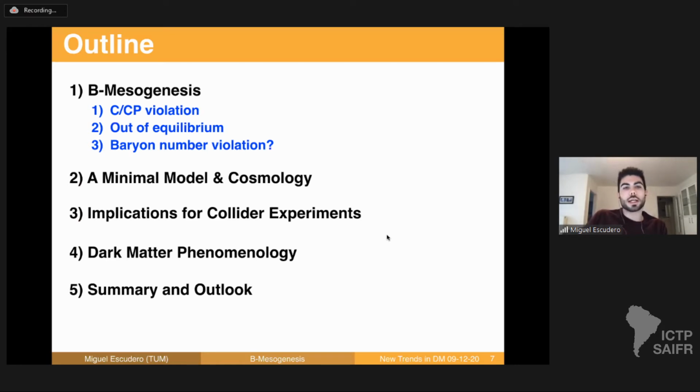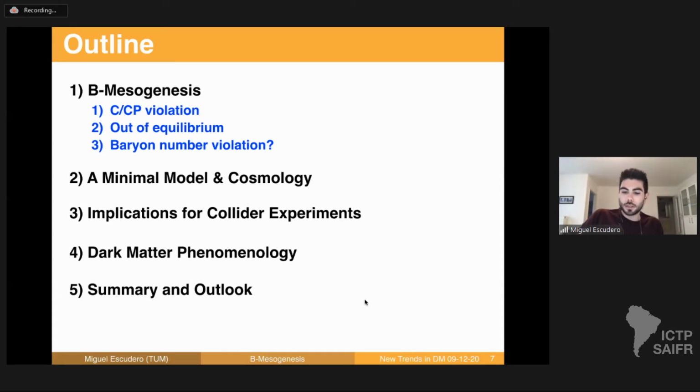This is the outline of the talk. First, I'm going to discuss the key ingredients of the mechanism of B-Mesogenesis. Then I will highlight it with a minimal model and discuss briefly the cosmology. Then I will move into what I think is the most interesting bit, which is the implications for collider experiments, and also, of course, discuss the dark matter phenomenology. And then I will summarize and conclude.